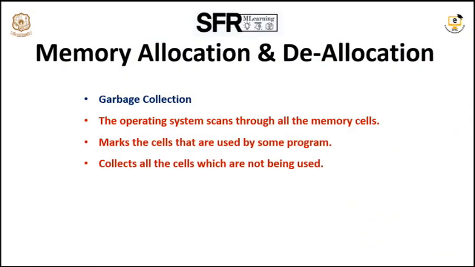The last one is garbage collection. The operating system scans all the memory cells and marks those cells that are being used by some program. Then it collects all the cells which are not being used and adds their addresses to the free pool. As we already know, the free pool has only free memory cells, so the OS itself stores the free space in the free pool. This is called garbage collection. We can use this free pool for some other program. So this is the main term in the linked list.